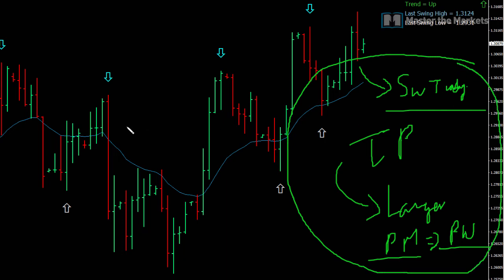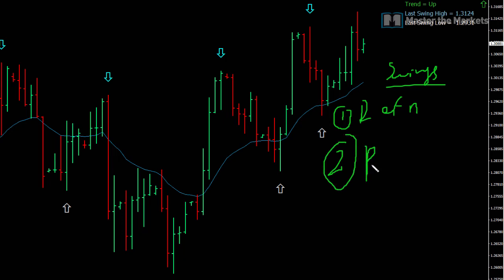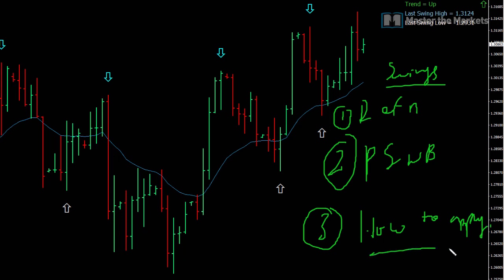Okay, so the concepts I've taught you today, just a quick recap. Our concepts today were on swing high, swing low. First, we looked at the definition of what a swing high, swing low is. Second, we looked at the concept of potential swings, or you may say PSWB, potential swing bar. And then finally, third, we looked at how to apply this knowledge in trading.